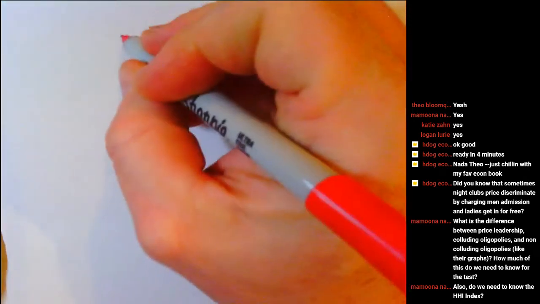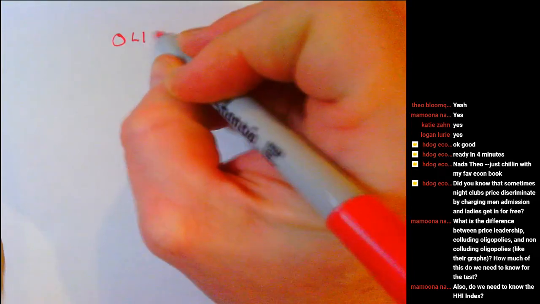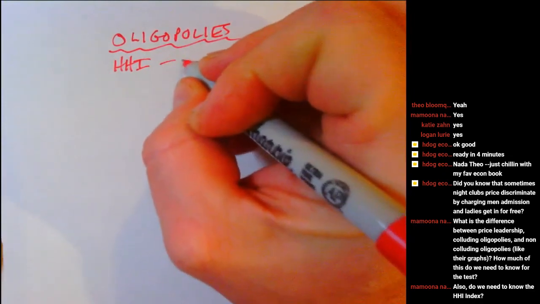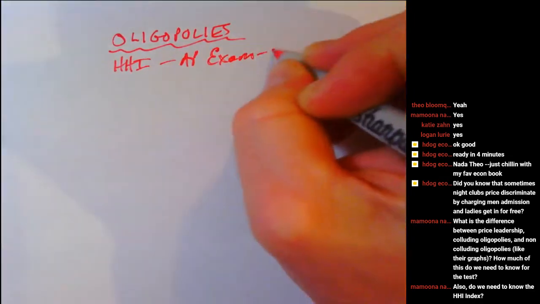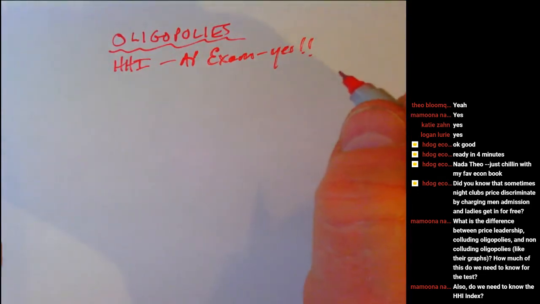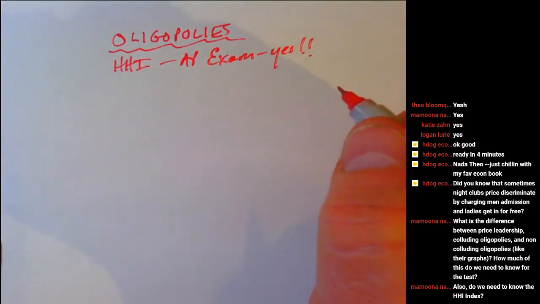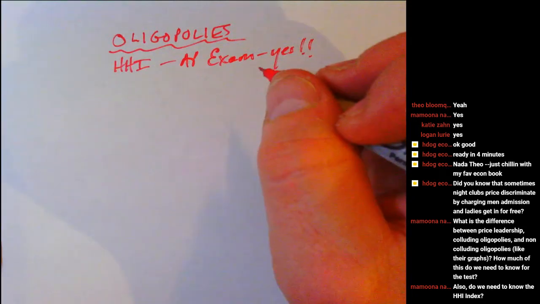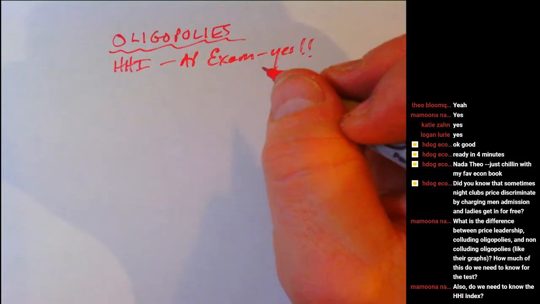Okay, so first question. Let's go ahead and talk about some things with oligopolies. HHI, very good question. For the AP exam, yes, you have to know HHI. I can't remember if there's an HHI question. There might not be one. But I would never give you something so complicated that you would have to figure it out. You have to know what HHI is.